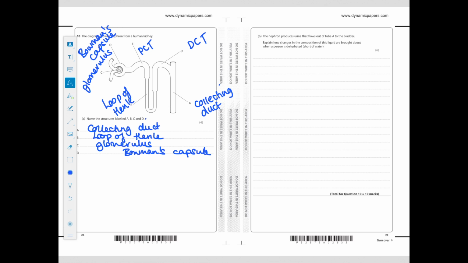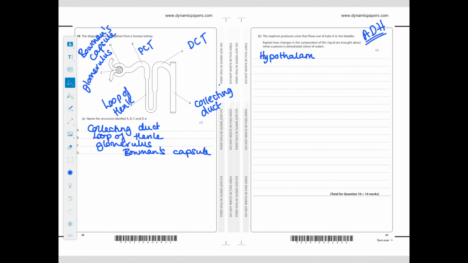B. The nephron produces urine that flows out of tube A to the bladder. Explain how changes in the composition of this liquid are brought about when a person is dehydrated or short of water. Yay, this is a nice question. So we're looking at how our body preserves water, and we need to be talking lots about the hormone ADH. So first of all, our body needs to recognise the fact that there's low water levels, and it does that in the hypothalamus, which remember is part of the brain.